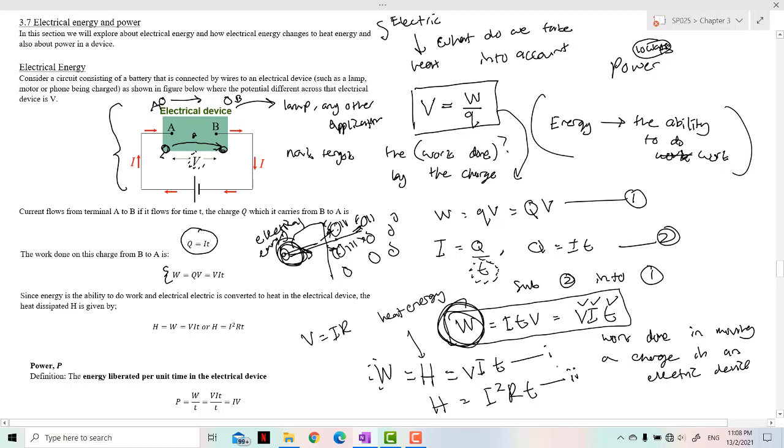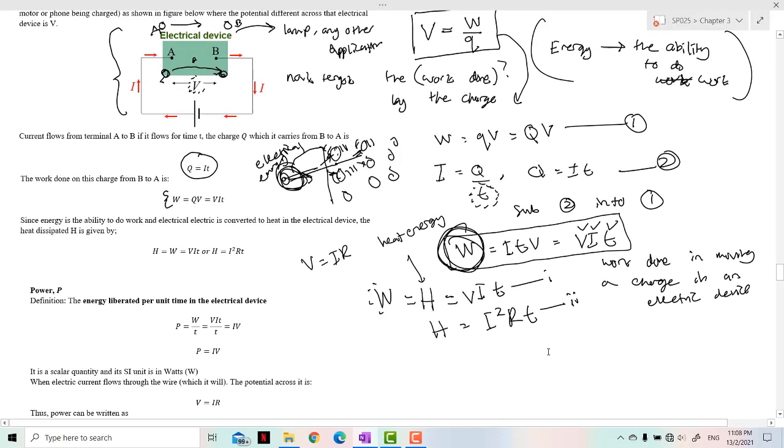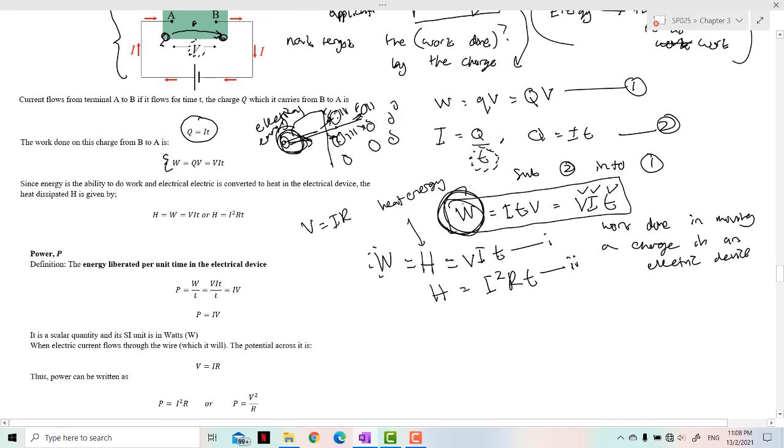So that's all about energy. The heat energy depends on time, depends on the resistance of the electrical device, and also depends on the current moving through the electrical device. So got that out of your system. As for energy, I don't think I have to talk more about it. Its SI unit is joule, and it's a scalar quantity.